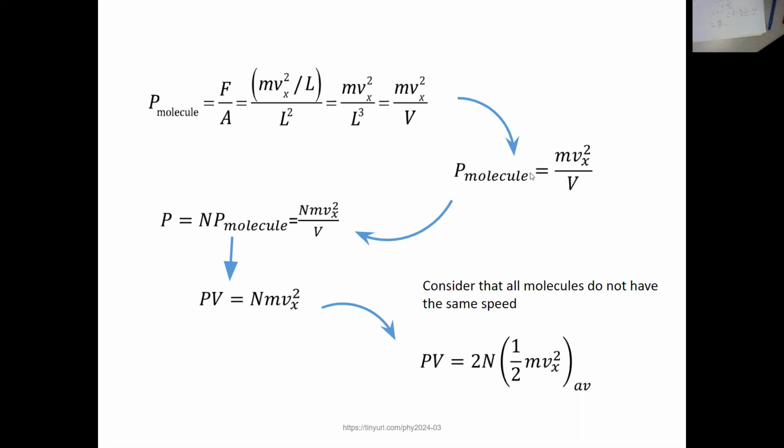Then for a collection of the whole gas system, you will have a box of gas with, let's say, capital N molecules. So the overall pressure on the wall should be equal to N times the pressure by an individual molecule. That should be equal to capital N times m times vx squared, divided by V.